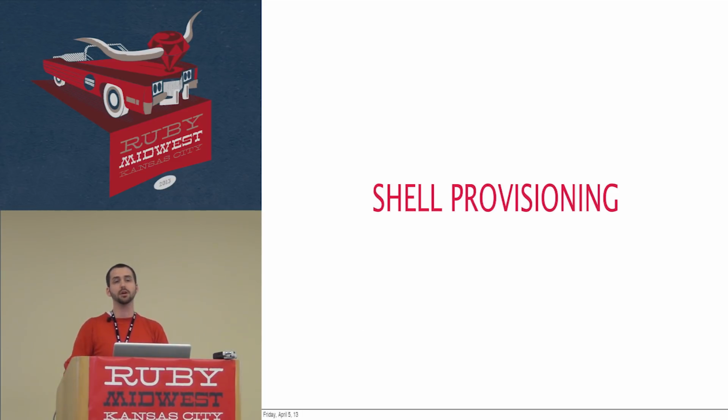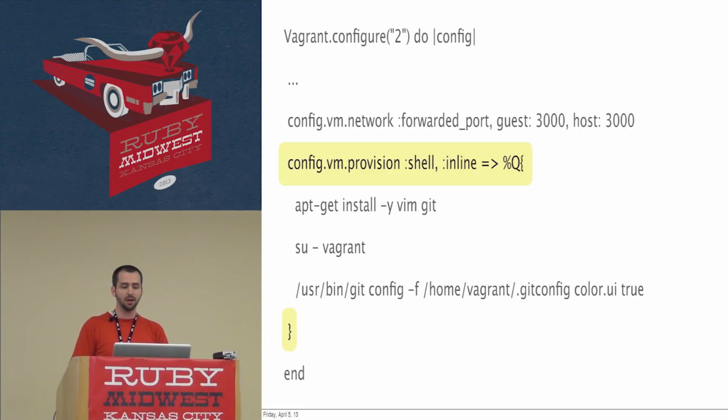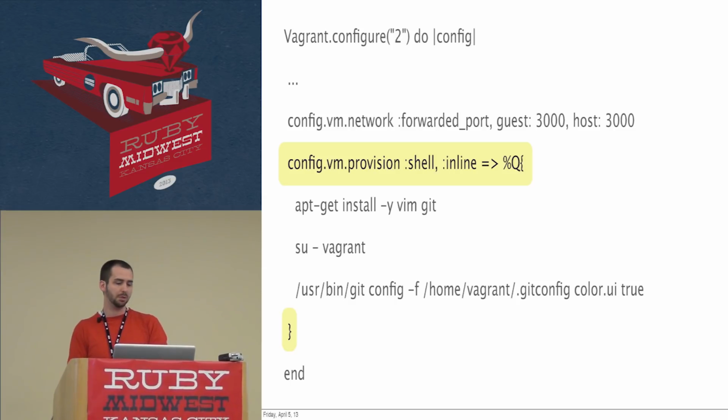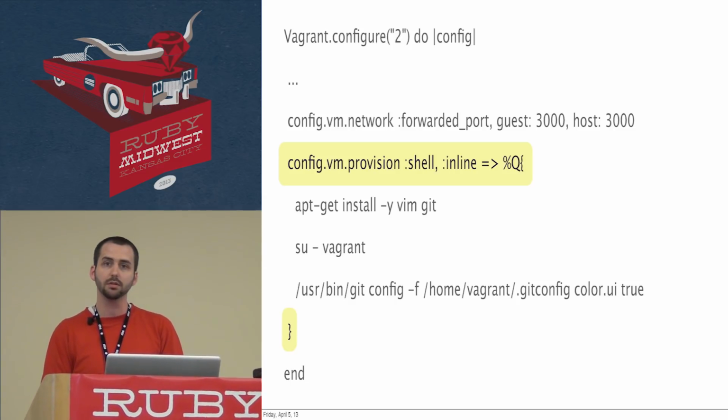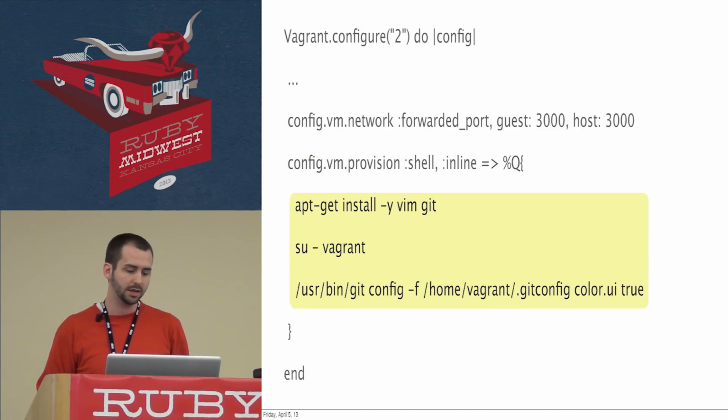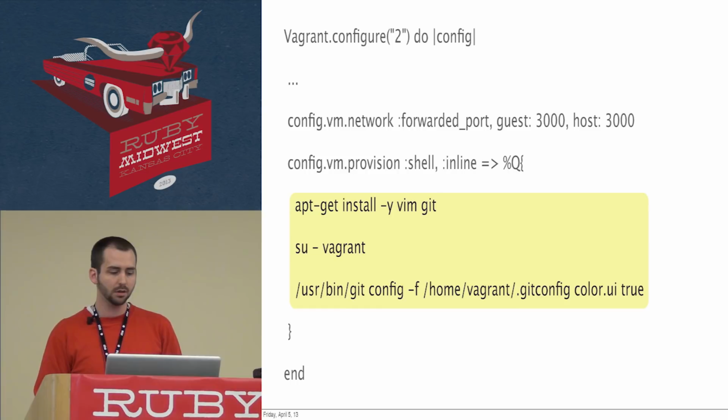All right, so the first thing we're going to go through is just the simple shell provisioning. Very, very straightforward. You just go inline, you say, in this block, I want to provision this with a shell script, and you just make an inline script, and you say, here's the script. So just like that, we can install Vim and Git, switch to the Vagrant user, and tell Git that you want to use your color UI. So boom, setup, done, ready to go.